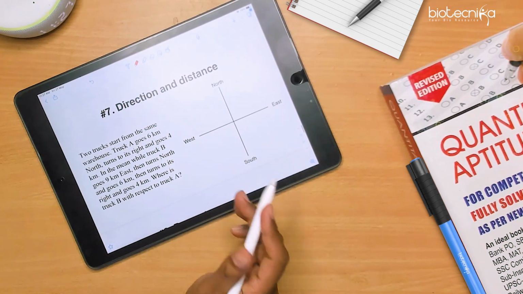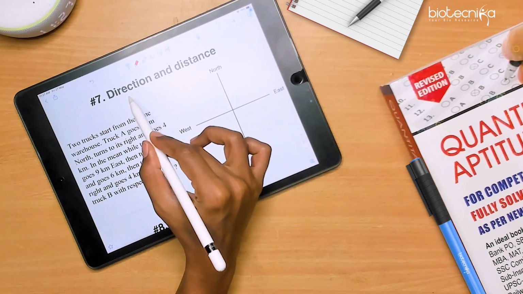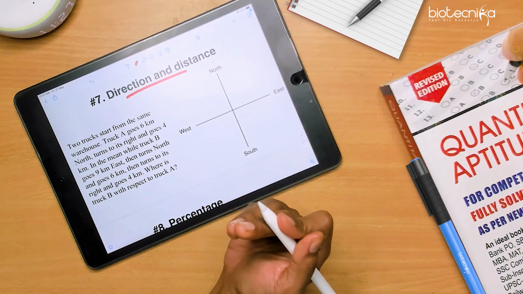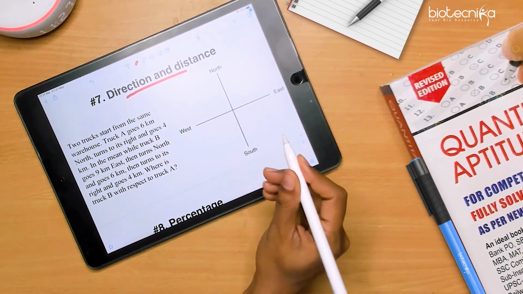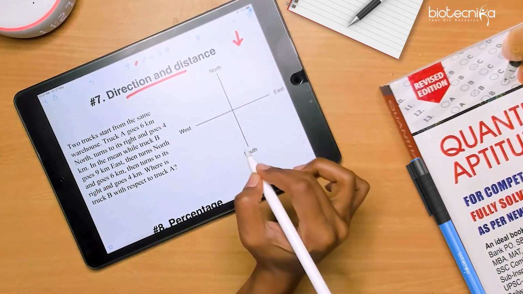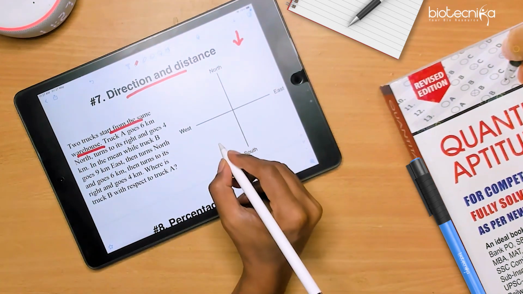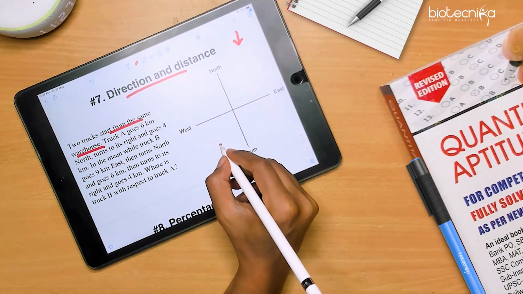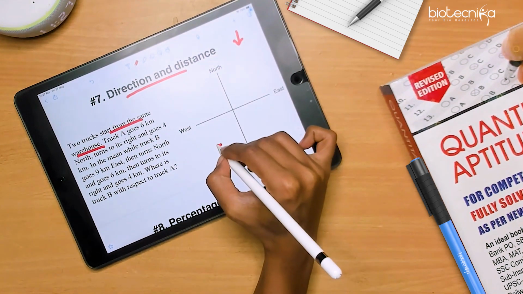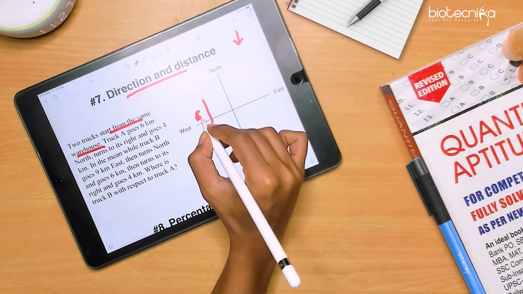Okay. Next type is direction and distance. This is also a very interesting type of question. Like if A goes this side this many kilometers, then where will its location be, right? So for that, the tip is you always have to draw the directions, that is north, south, east, west. Once you have drawn, this says two trucks start from the same warehouse. So let's say this is the warehouse, they start from here. Truck A goes 6 kilometers, and we have to write that, 6 kilometers.